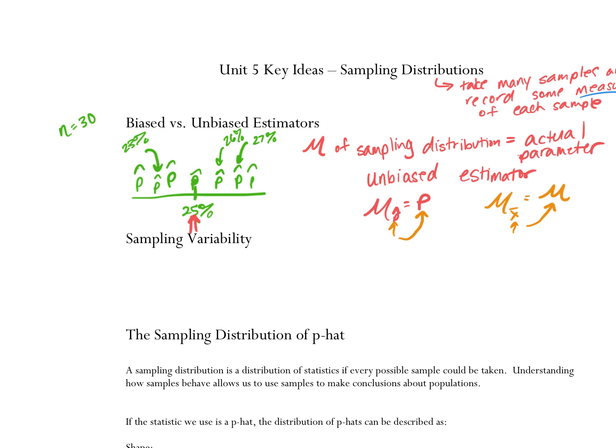Now, sampling variability is essentially just saying that samples are not perfect.